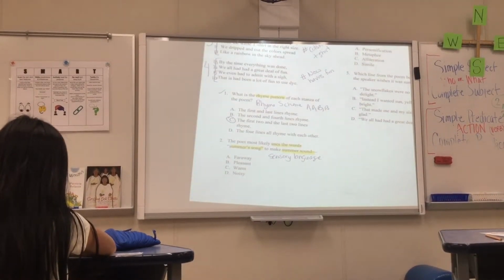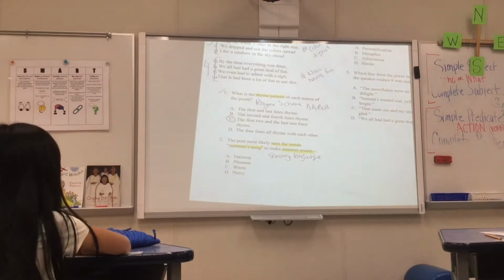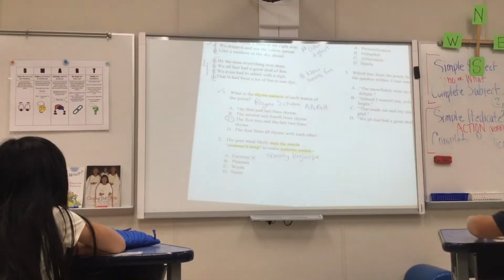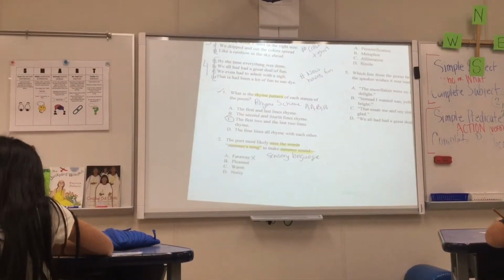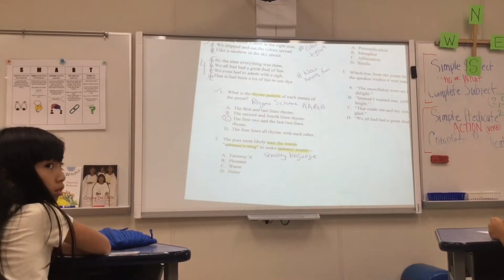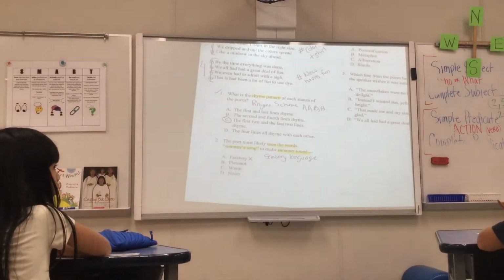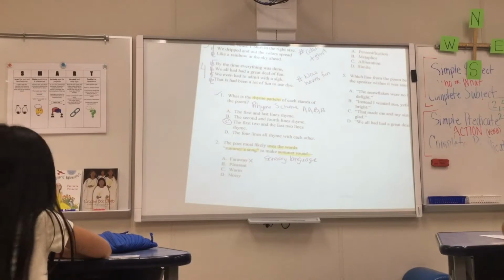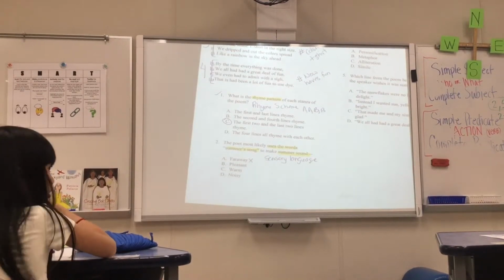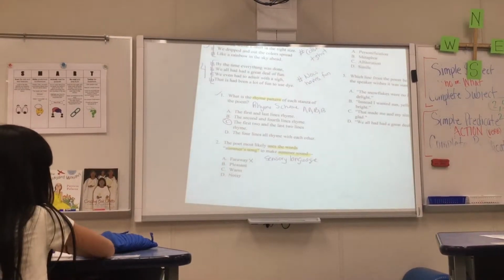Young lady in the stripes. A. I agree with you. A is the worst answer. Okay? So A says far away. Far away. Which means what? Distance. It's far. It's not close, right?